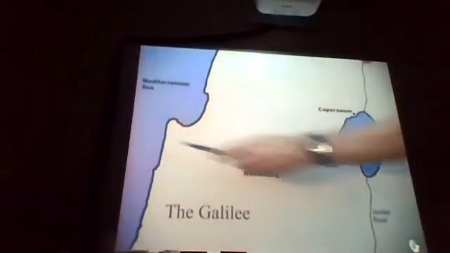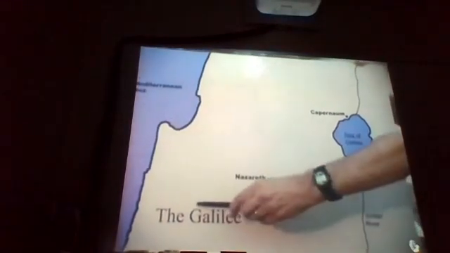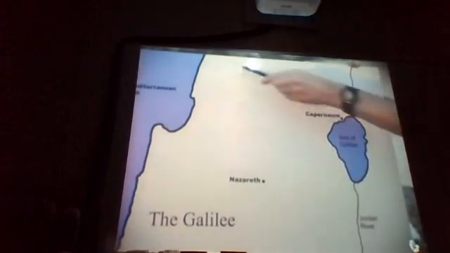The area known as the Galilee consists of more than just the sea. It includes all this area from the south end of the sea to the northern borders with Lebanon and Syria, and from the east coast of the sea to the Mediterranean here on the west. The area around the Sea of Galilee and to the west is called the Lower Galilee, and the area to the north is known as the Upper Galilee.